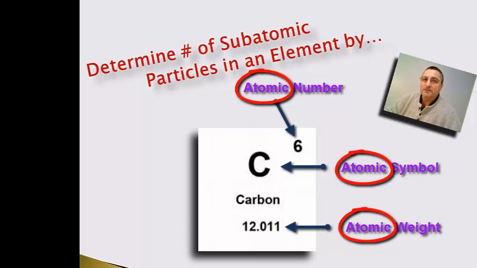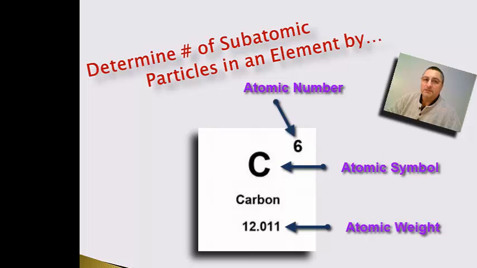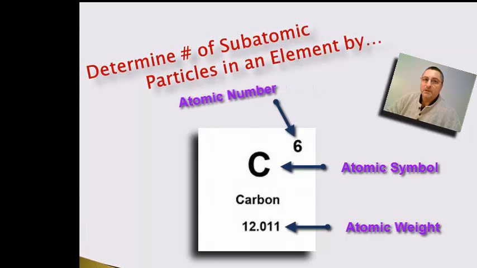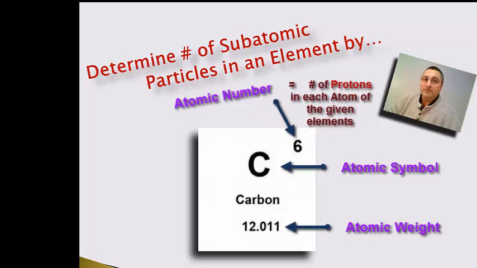So if it's found on the periodic chart, it's atomic something. Now let's look at that atomic number. Atomic number is going to be equal to the number of protons that every atom of a given element has. Look at carbon. That means that every atom of carbon has 6 protons.